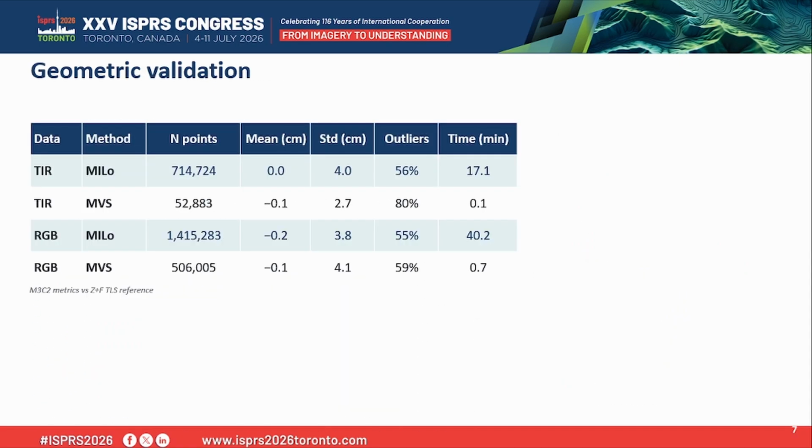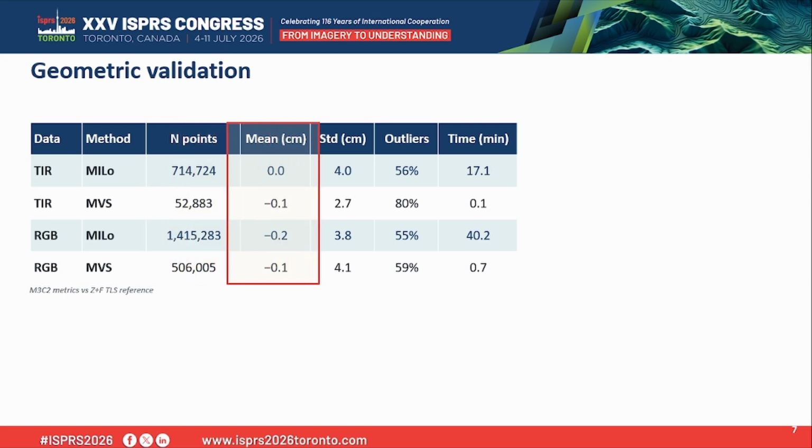Now we move to the geometric validation. As you saw since the beginning, the processing time is very different for MILo compared to MVS. But of course, because MILo is training jointly a radiance field plus a mesh, while MVS just extracts directly a mesh from the SfM. What about the number of points? The number of points is also much higher for MILo, which is a sign that MILo provides more geometry. But we will see that later in the qualitative analysis.